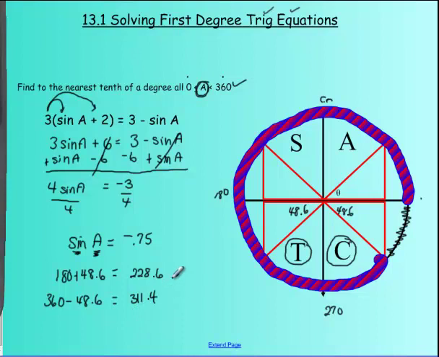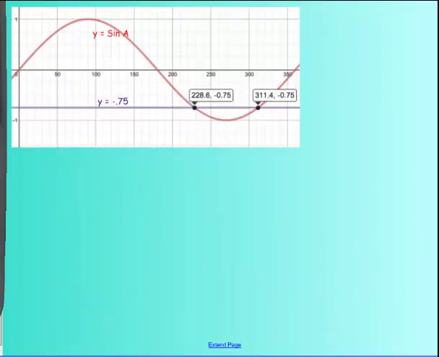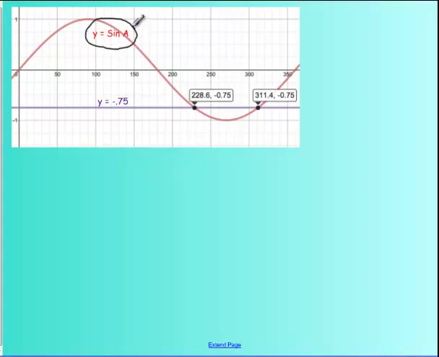Well, there's another way to get these two angles, and that's using your graph. See right here, if I take my graphing calculator, what they asked me to do is to take a sine wave and intersect it with negative 0.75. And where the two intersect are my answer.